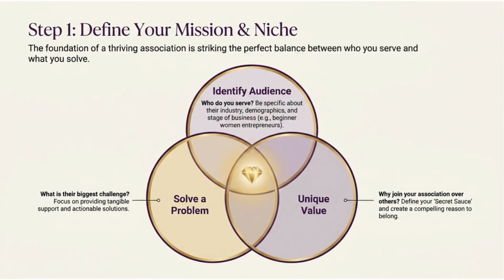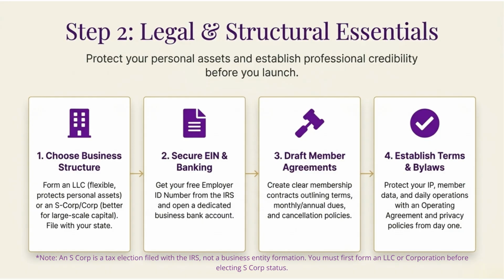Step 1 is defining your mission and niche. A thriving association balances who you serve and what you solve. Identify your audience, focus on tangible solutions to their biggest challenge, and define your unique value. Step 2 covers legal and structural essentials. Protect your assets by choosing a business structure, like an LLC or S-Corp. Secure your EIN and banking. Draft member agreements and establish clear terms and bylaws.